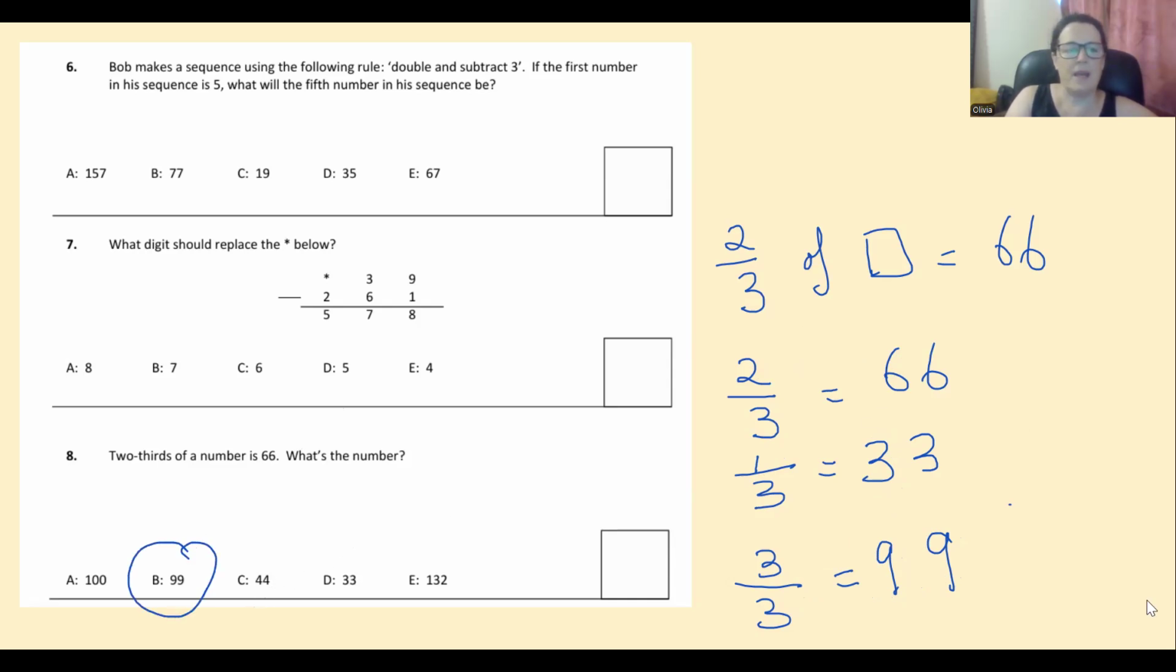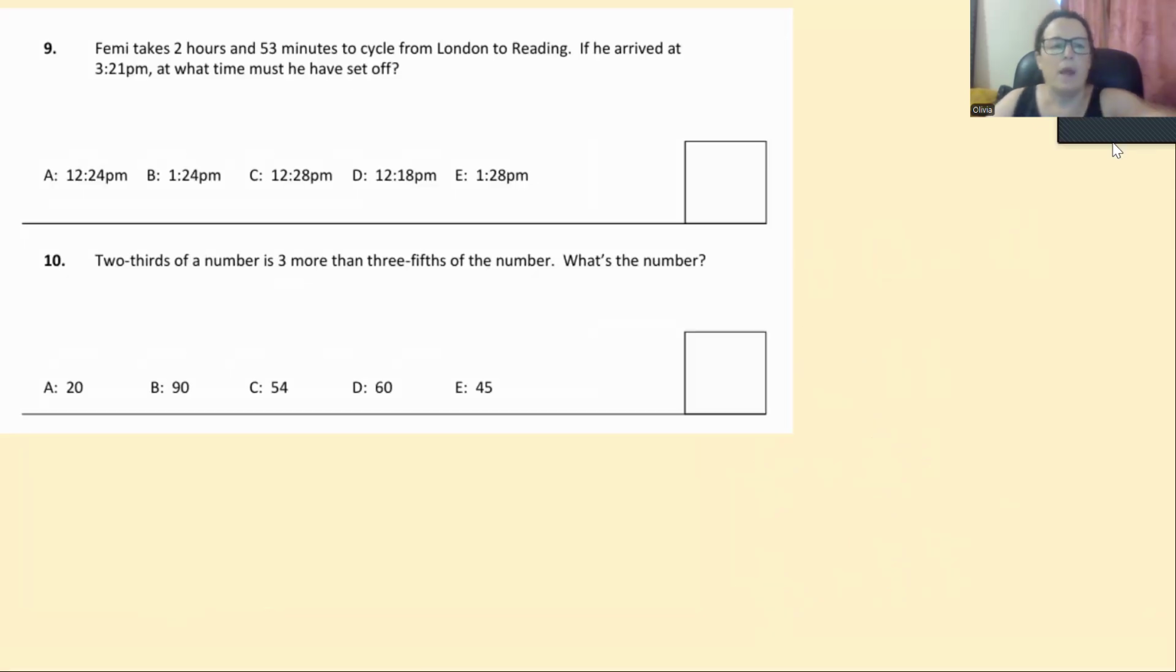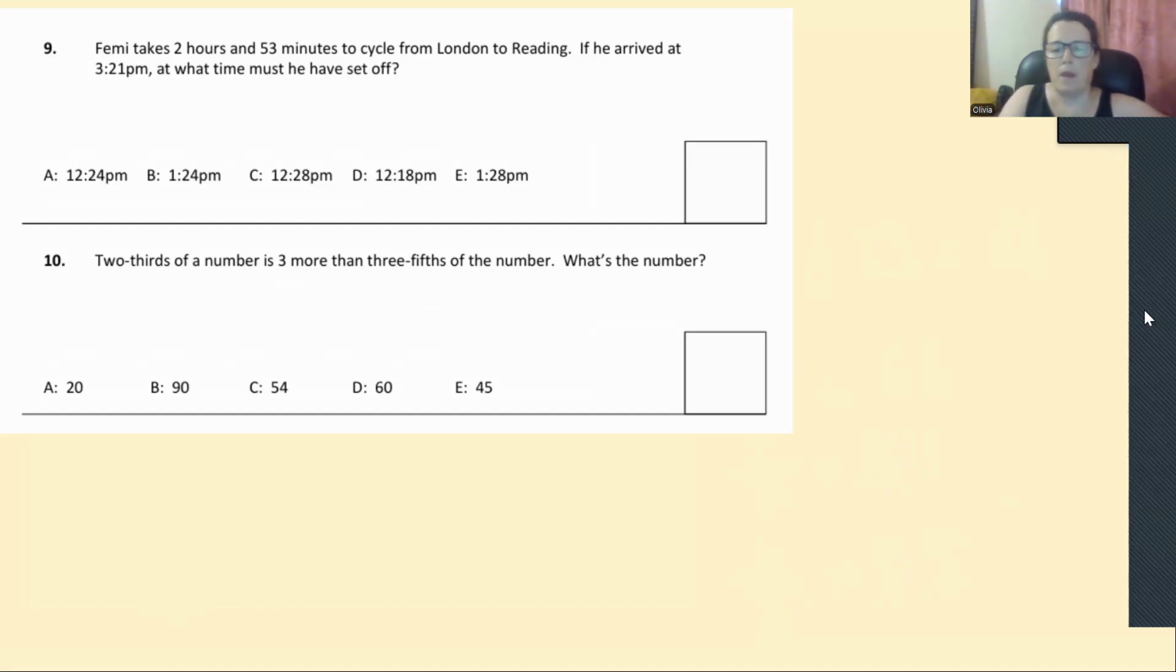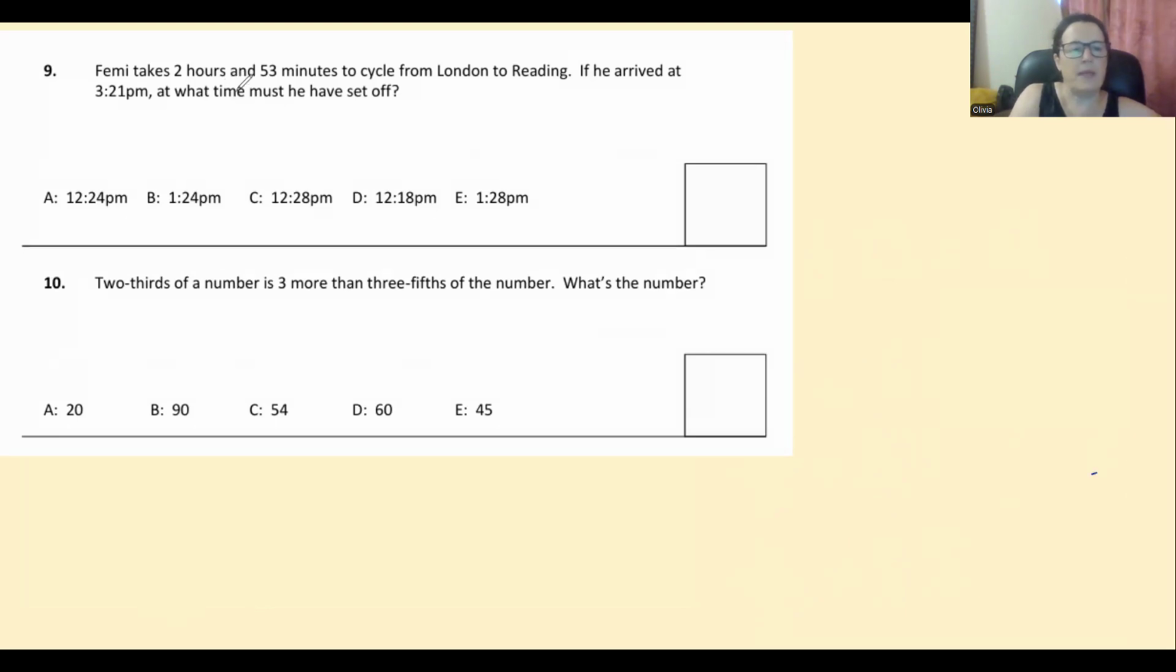Looking at the next one here. So this one here is, oh yes, subtracting time. So Femi takes 2 hours and 53 minutes to cycle from London. Okay, here's London. To cycle from London all the way to Reading, and it takes him 2 hours and 53 minutes. If he arrived at 3:21 p.m., what time did he set off?